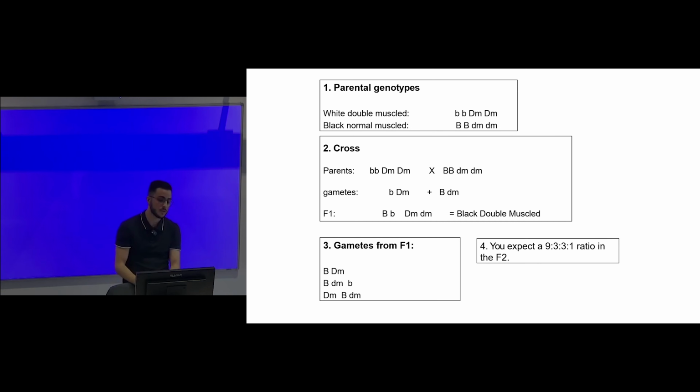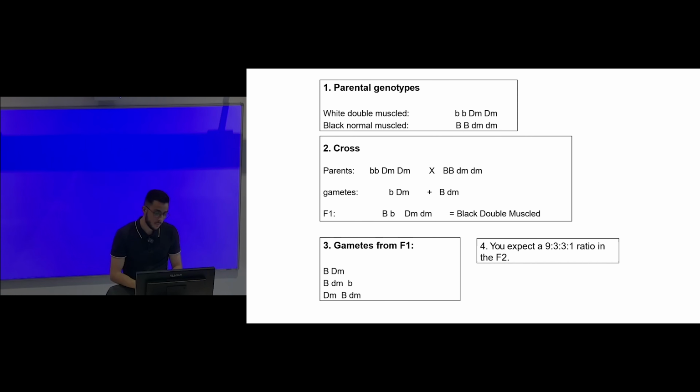Now the other parent is the black normal muscled parent, let's say. And so black, we say it's a dominant allele also, so you have a homozygous dominant, which is big B, and then normal muscled, so small dm, okay?